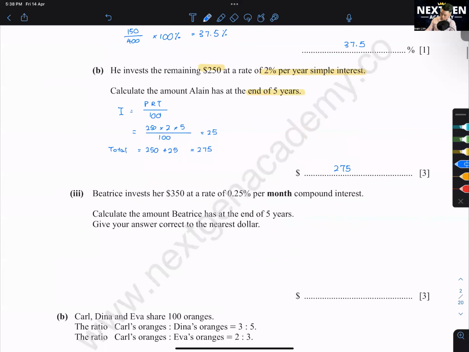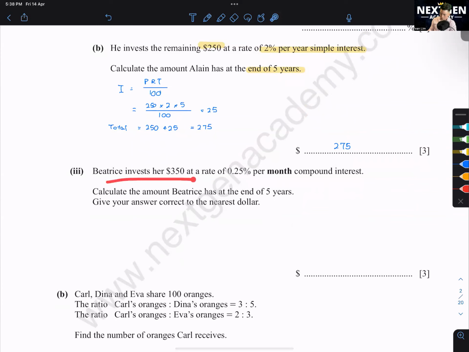All right, next one. Beatrice invests her $350 at a rate of 0.25% per month, compound interest. Calculate the amount Beatrice has at the end of 5 years. I found this one a bit trickier and a bit different. What do you need to find first? Because what they give you here is per month, they highlight it also, per month. But what we want to find is years. So how do we actually calculate this?